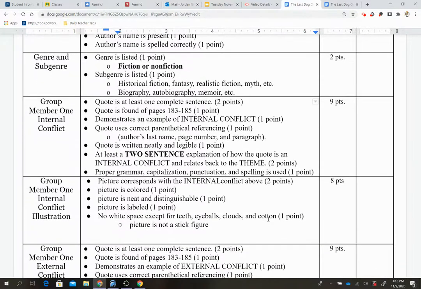Then you have to have an internal conflict illustration. You're going to draw a picture that corresponds with your internal conflict, for 2 points. Your picture is colored, that's 1 point. Your picture is neat and distinguishable, which means I can tell what it is, that's 1 point. Your picture is labeled, that's 1 point. And you have no white space on your picture except for teeth, eyeballs, clouds, and cotton. Your picture cannot be a stick figure. All of that needs to be on there as well.